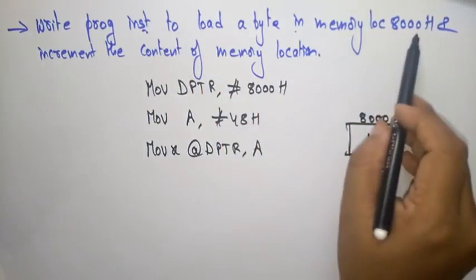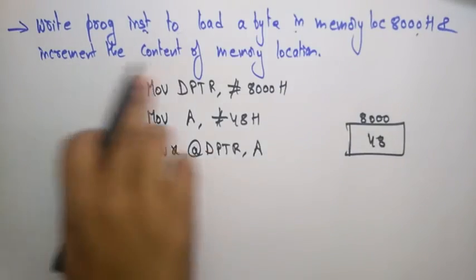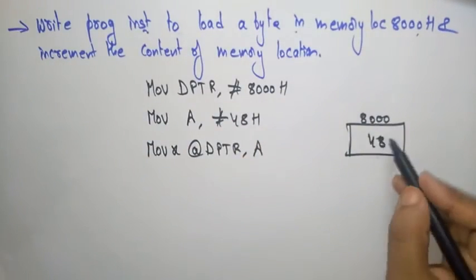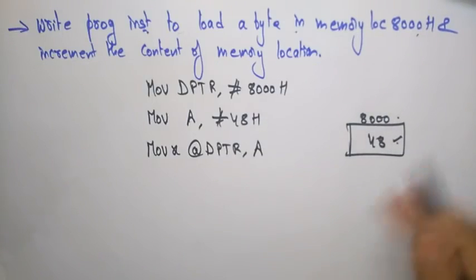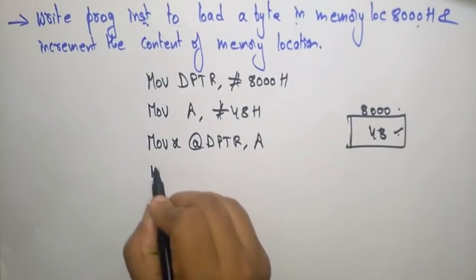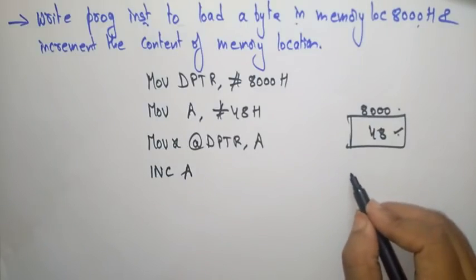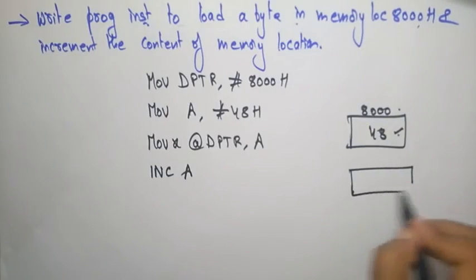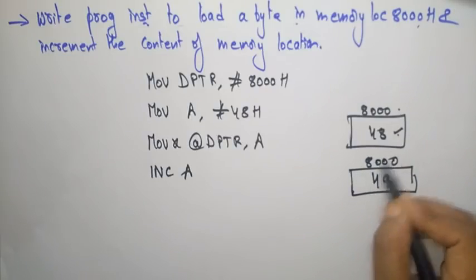Load the byte in the memory location: I already loaded the byte. Now I want to increment the content of the memory location. Content means this value. This is a memory location and this is the content. I want to increment the content of the memory location. For that you need to write INC A. So now A becomes 49 in the same memory location.